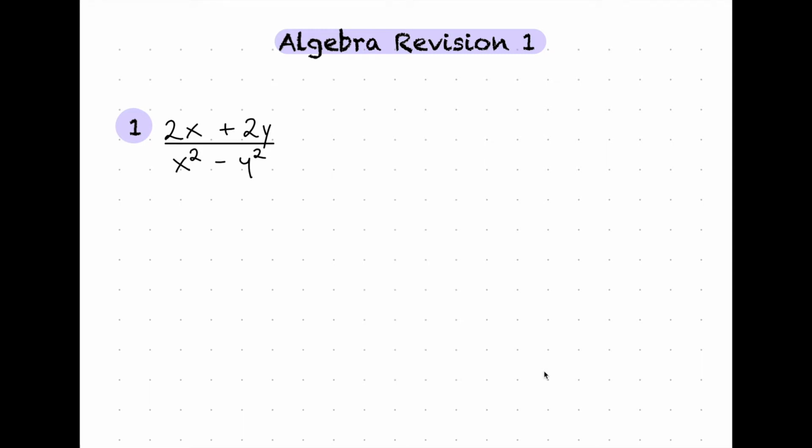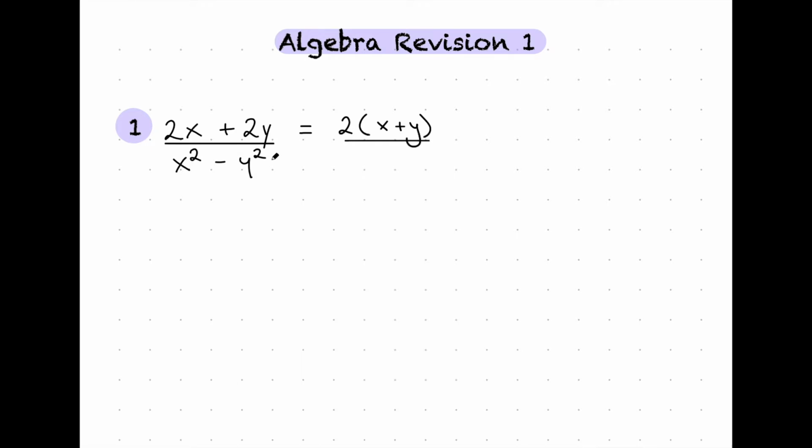In this video, we're going to review some of the skills that we need to deal with fractions and algebraic fractions. So for this first question, we must ask ourselves, is there a highest common factor that we can factorize out? And if we take a look at the numerator here, we can see that 2 is a common factor. So I can take 2 out. We ask the same question of ourselves about the denominator.